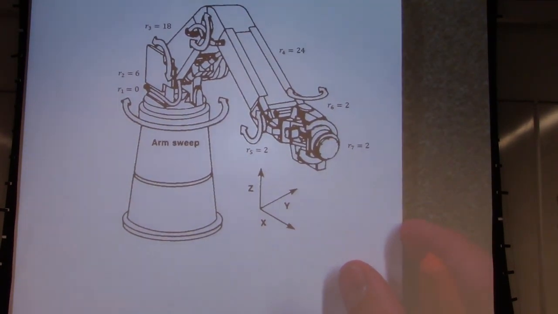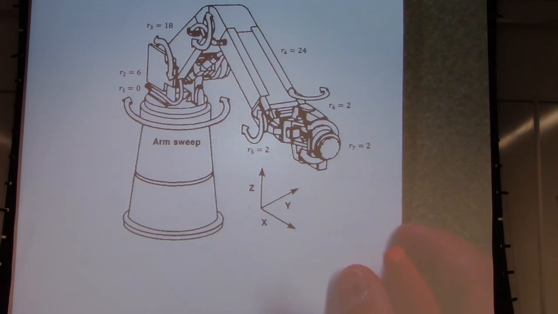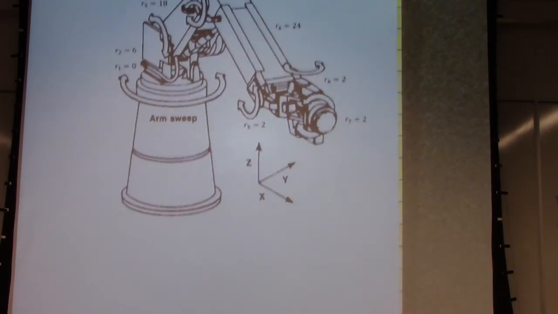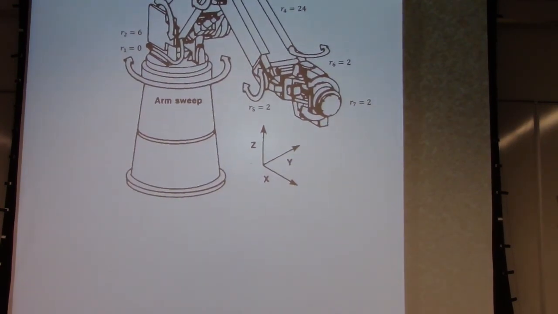All right, so let's see. Slightly different configuration. Spend a few minutes seeing if you can identify the parameter list for this robot. It's going to start off very similar, however, after the second joint, it's going to vary slightly.